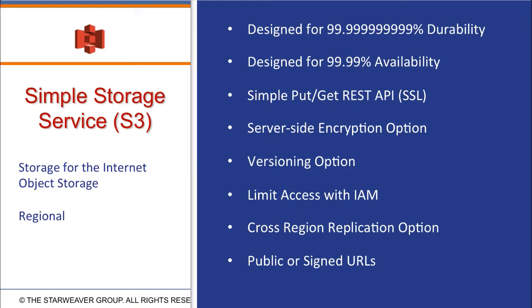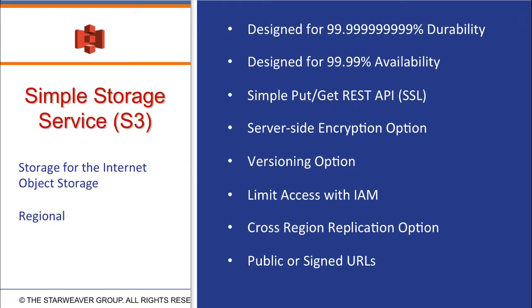The service is designed for 99.99% availability so that when you need your objects, you can get them. Use a very simple put get REST API, with an SSL endpoint, so that means your data will be encrypted as it's being transmitted and retrieved from S3. You could also have your objects automatically encrypted by the S3 service before they're stored. So that gives you server-side encryption, which is really important for a lot of security compliance requirements that tell you that you can't store these files unless they're encrypted.